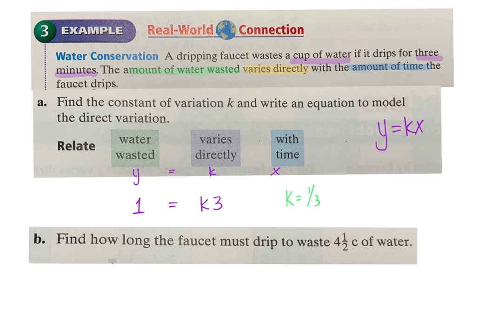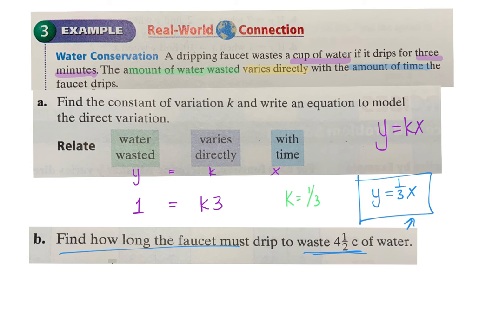If they want the equation, what am I going to do? What's the equation look like then if I just solve for k? Y equals what? 1/3 x. So this is the answer to the first part, write an equation, right? And then they said find how long it takes for them to waste 4.5 cups of water. So I have the equation and I have one of my variables. Which variable did they give me? Y or x?